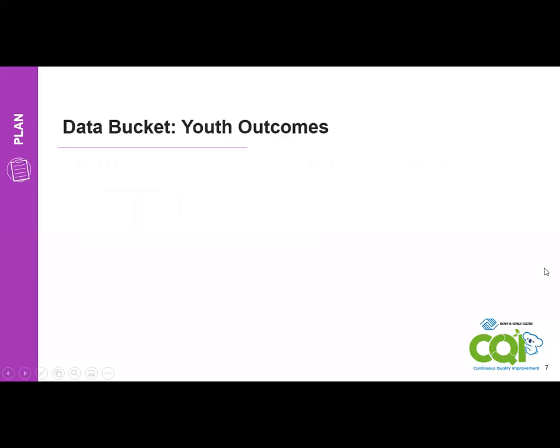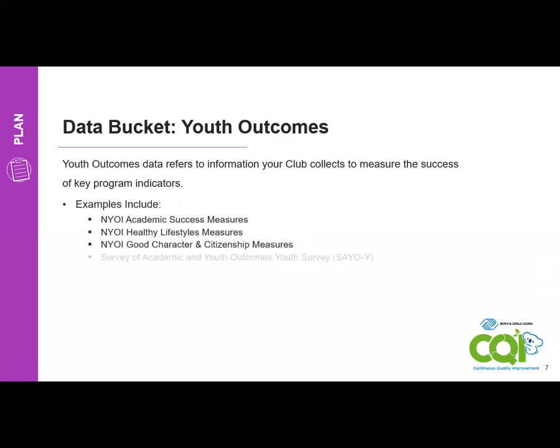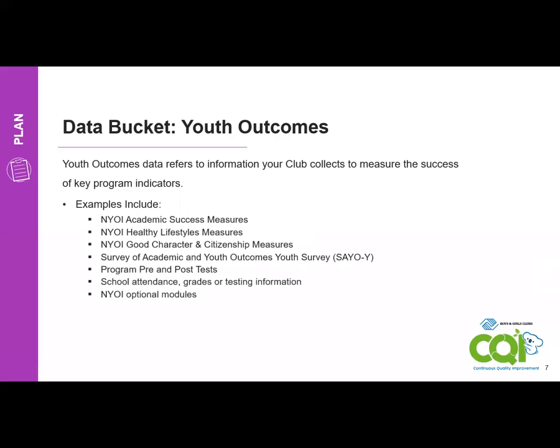Next up, we're going to look at youth outcomes. Youth outcomes data refers to information your club collects to measure the success of key program indicators. We collect NYOI data, which automatically means that clubs have youth outcomes data. So when you think about NYOI, those questions that are asking young people how they think they will succeed in school and beyond, those are youth outcome measures.